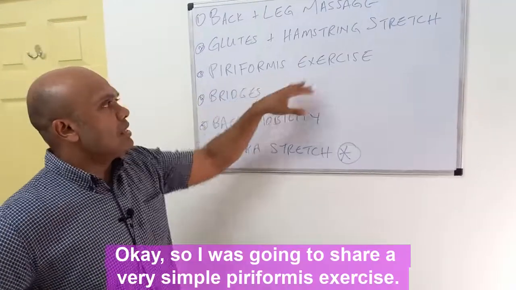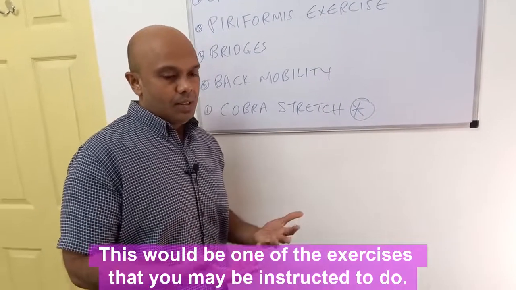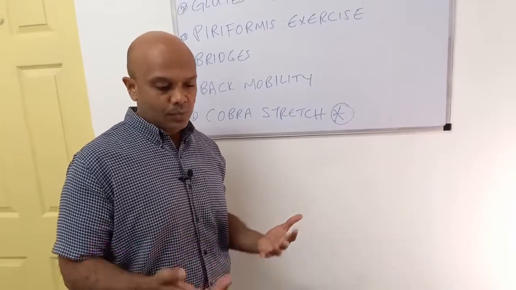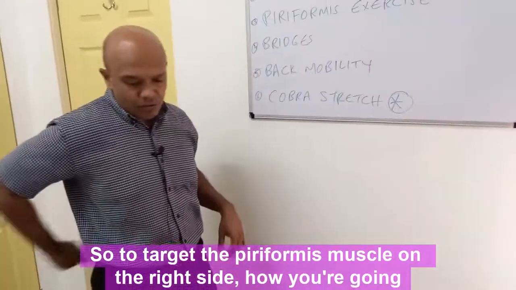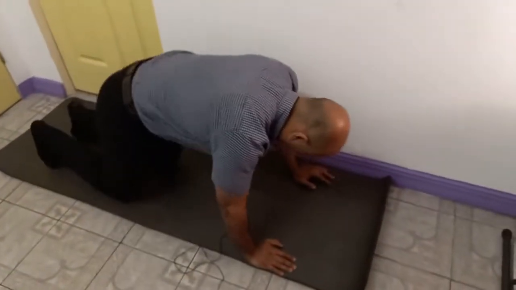Okay, so I was going to show you a very simple piriformis exercise. Let's say in the case you had Piriformis Syndrome, this would be one of the exercises that you may be instructed to do. So to target the piriformis muscle on the right side, how we're going to do it, lay down on the belly.